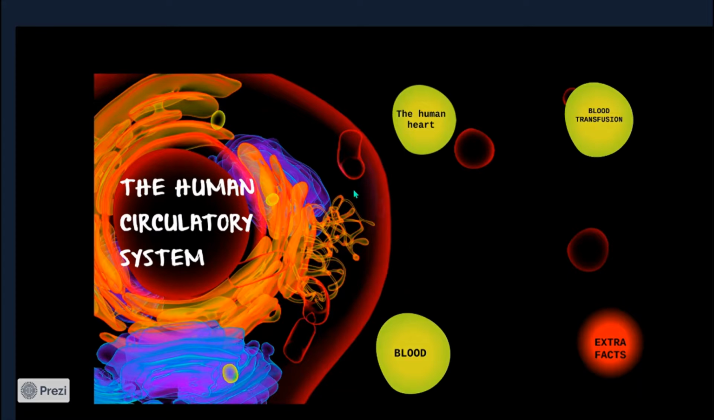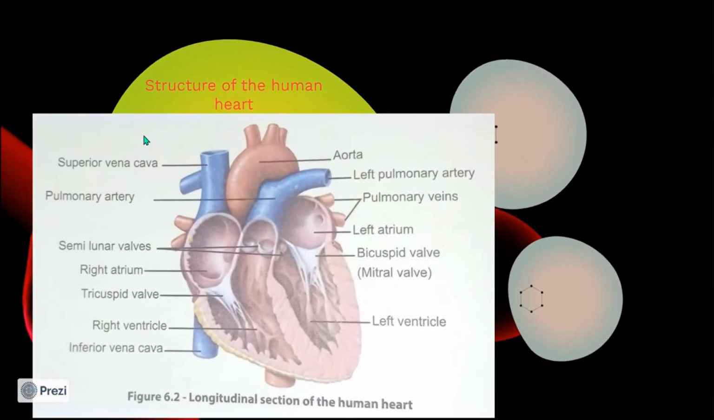Today we are going to learn about the human circulatory system. It is the system that transports blood to all other organs, and it is a closed system. The human heart is the main organ of this system. Today we are going to learn about the structure and all the other functions of the system.